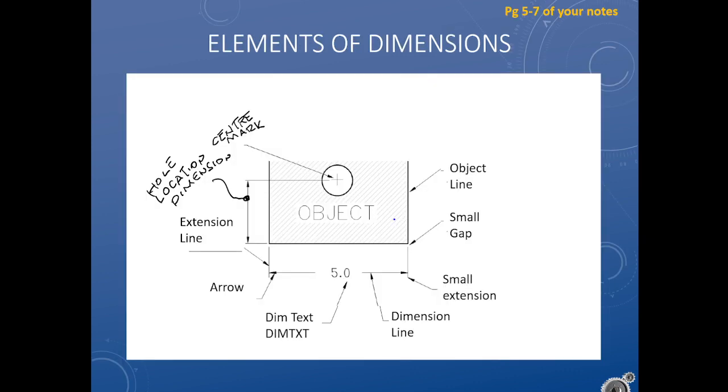Some nomenclature, some vocabulary. Dimensions have parts. So when I say a dimension, I mean the whole thing. But dimensions have parts. We have the extension line, which is a straight line leading from whatever we're dimensioning out to our dimension line, which is the thing with the arrows on it. Our dimension text, I bet you can guess what that is.